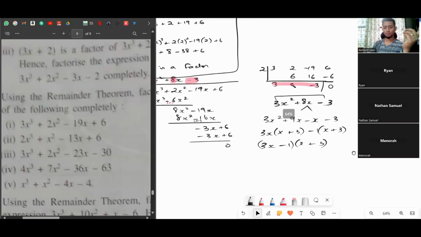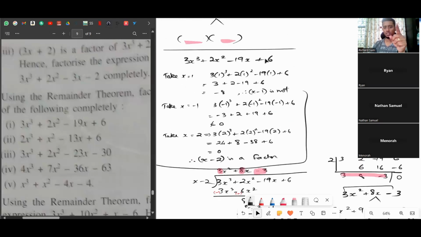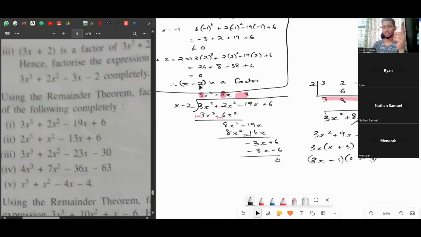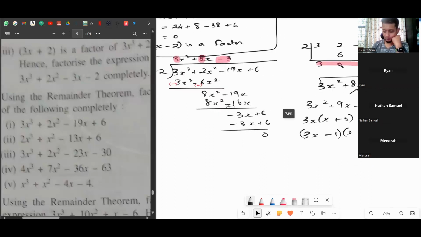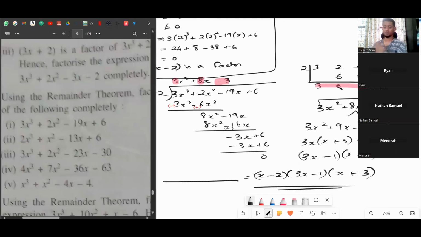So finally, you write your main answer, that is, write the whole expression. This is equal to x minus 2 into 3x minus 1 into x plus 3. That's how you write your final answer. The whole expression is equal to all three factors. That is x minus 2 into 3x minus 1 into x plus 3. That's your final answer.